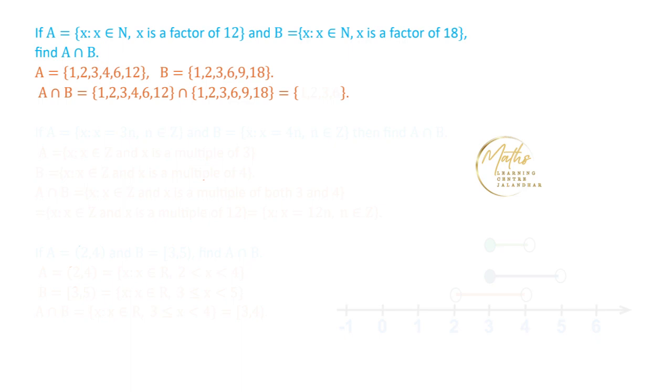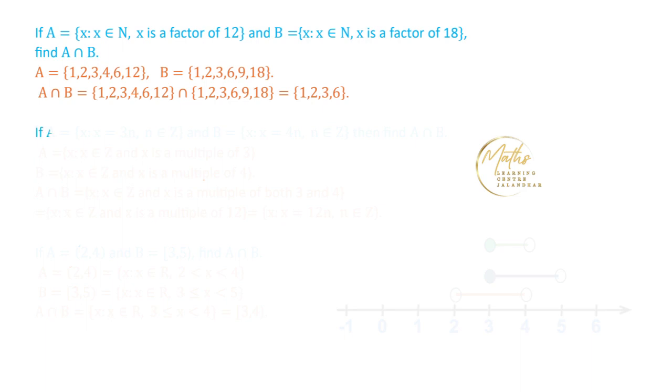Now the common elements we have, 1 is present in both these sets, 2 is present in both these sets, 3 is present in both these sets, 4 is present in only set A but not in set B, 6 is present in both these sets, then 12 is not present, 9 and 18 are not present in both these sets. So we are saying that A intersection B has elements 1, 2, 3 and 6. These are the elements which are present in both the sets A and B.